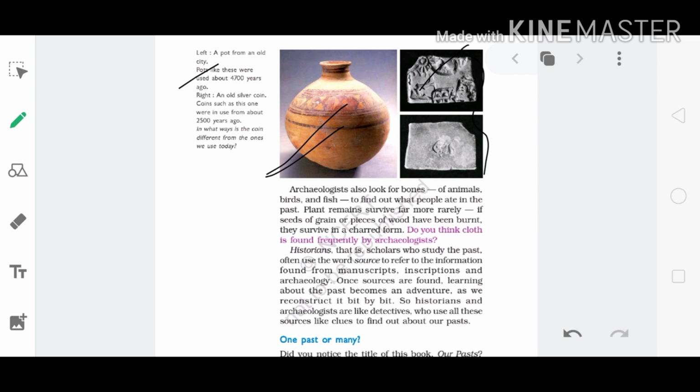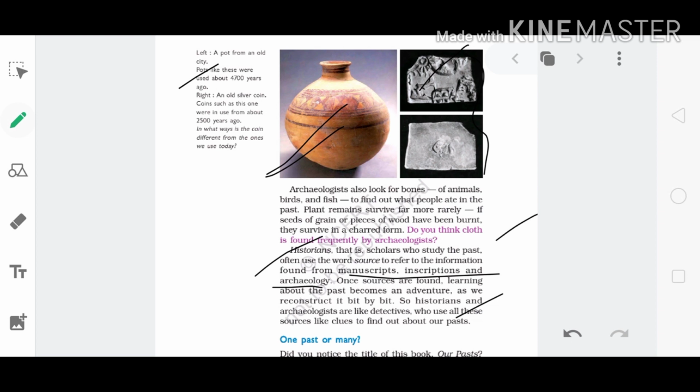Plants survive far more rarely, unless seeds or grains or pieces of wood have been burnt. So what happens if they are not burnt? They remain. But if the plants are burnt, then the remains are difficult to find. So there's a question: do you think clothes are found frequently by archaeologists? Of course, a very big no, because clothes get destroyed and decompose very easily.